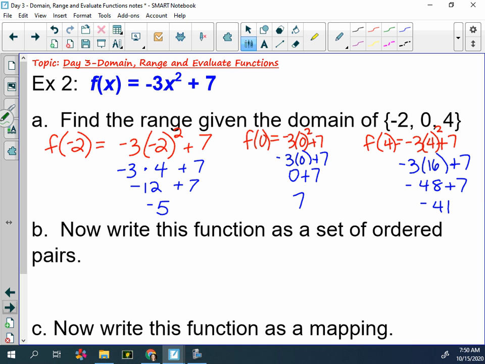Okay, so your range, -41 is the smallest, then the -5, then the 7. So on your squaring, you're going to do it little by little. That last one, Aiden, you're looking at? Okay, go ahead and finish the second part and the third part. Take your domain and range and do your ordered pairs.